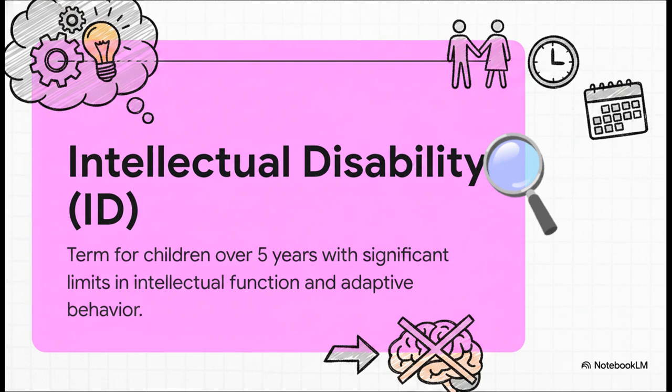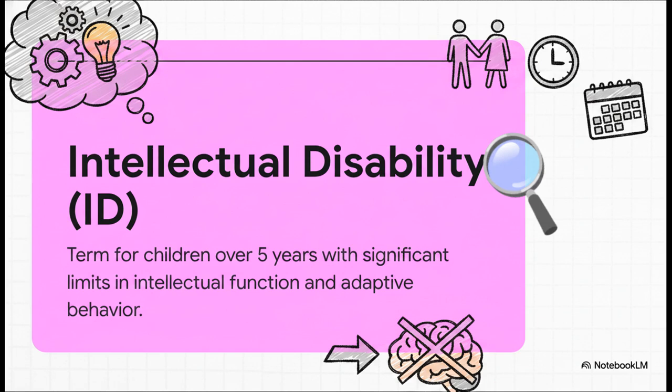So, what about kids who are over 5? Well, that's when we shift to a different term, intellectual disability, or ID. This diagnosis also has two main components. The first is significant limitations in intellectual functioning, things like reasoning, learning, problem solving. The second is limitations in adaptive behavior.